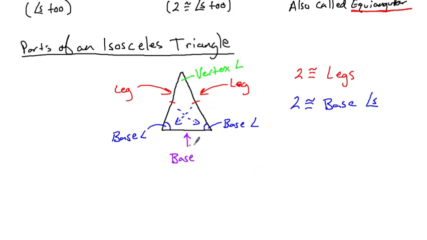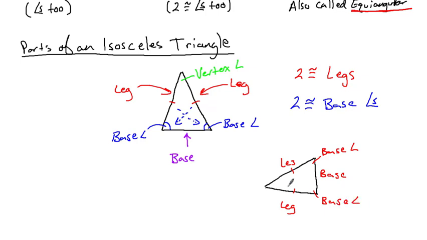Now, the base isn't always the bottom. So if we had an isosceles triangle that looked like this, right? This is still the leg, leg, base. Okay? These are still base angles, base angle, and this is still the vertex angle. So we've got to get the idea of base being the bottom out of our head for the rest of geometry.